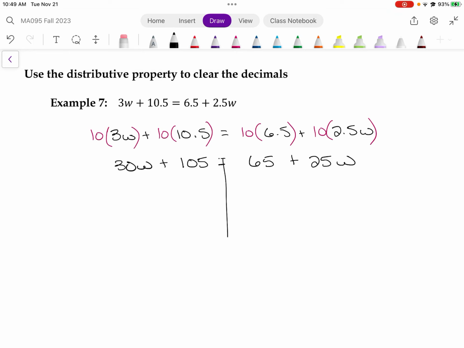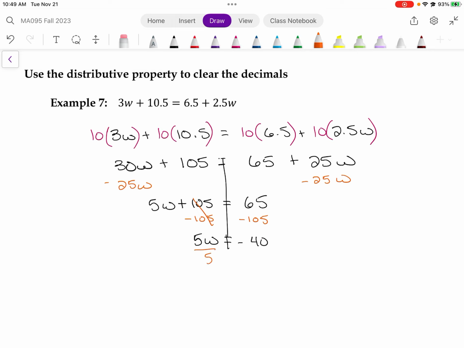All right, so now I want to get my w's to the left so that I have positive w's. And I get 5w plus 105 equals 65. And now I'm going to subtract 105 from both sides, and I get 5w equals negative 40. And now I'm going to divide both sides by 5, and I get w equals negative 8.